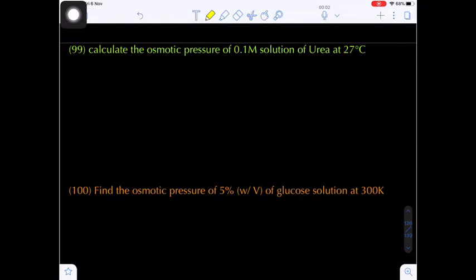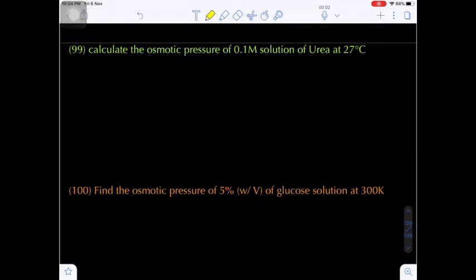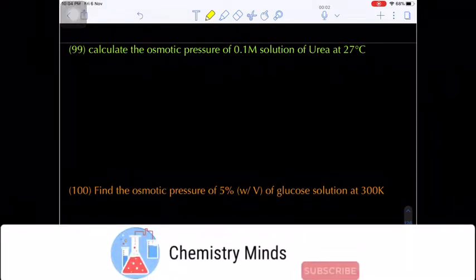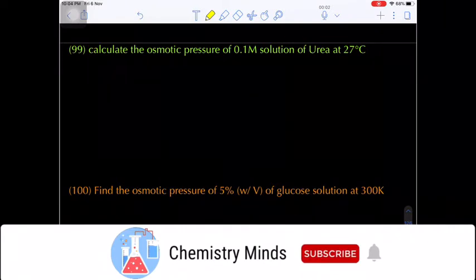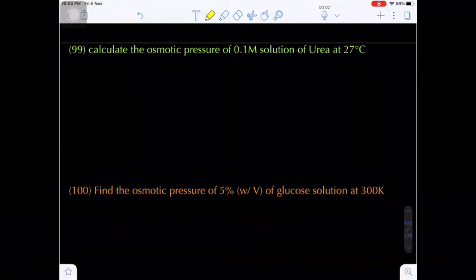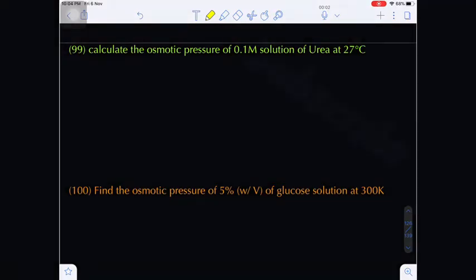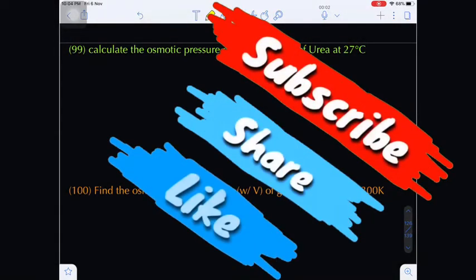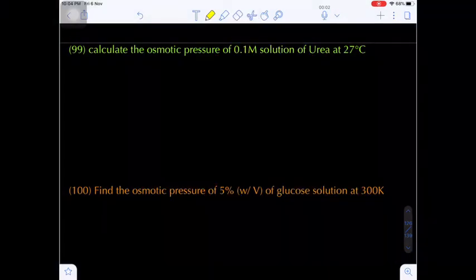Hello students, in the last class we completed the fourth colligative property, which is known as osmotic pressure. Now in today's lecture, lecture number 14, the last lecture of the solution chapter, we are going to discuss some problems regarding osmotic pressure.